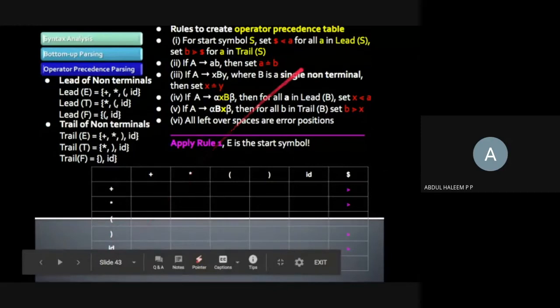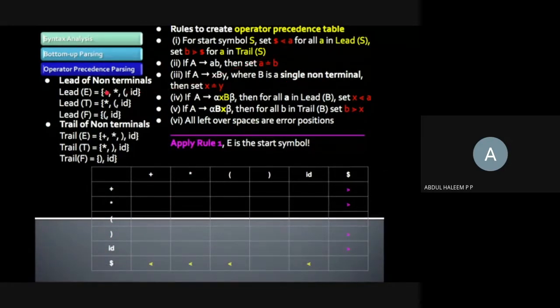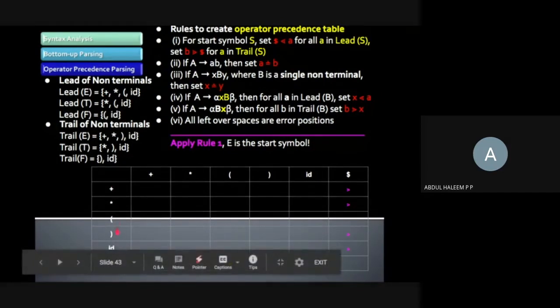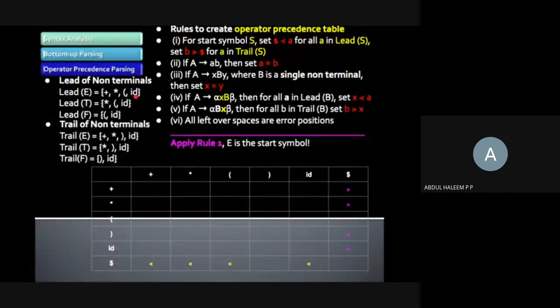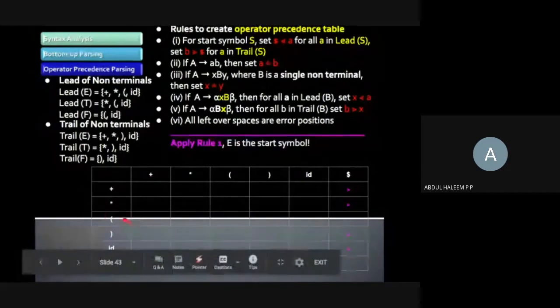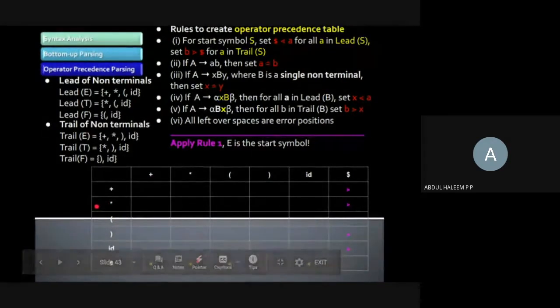Dollar comes last, dollar is here. Dollar is less than lead elements, so dollar will be less than plus. So where dollar and plus meet, we will put a less than mark. Similarly, we will continue that for star, left bracket and ID. So you can see that dollar became the least.